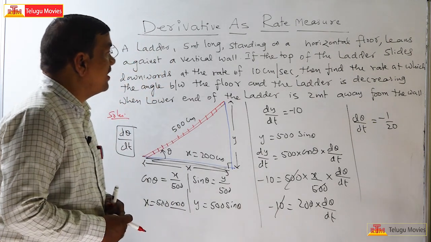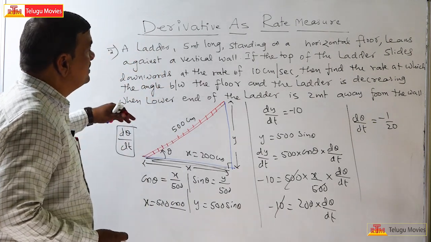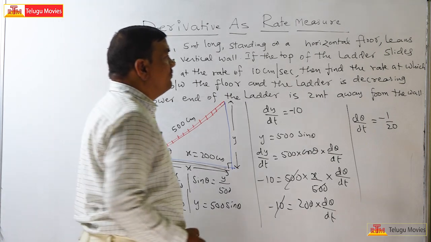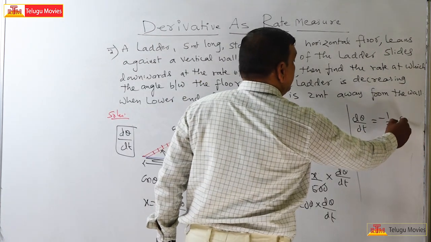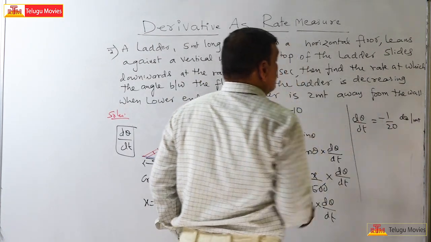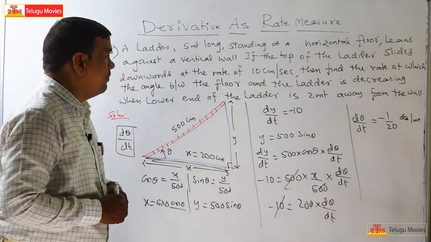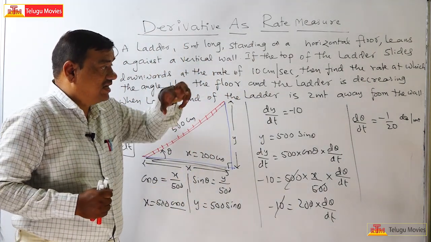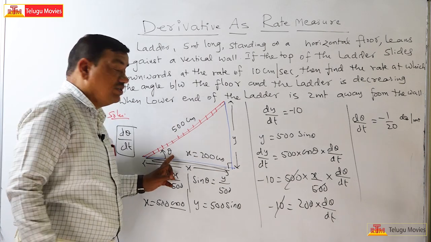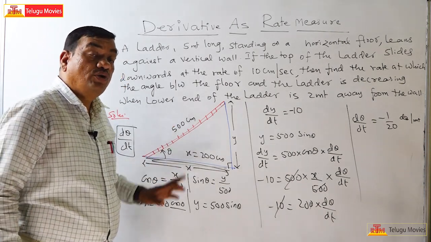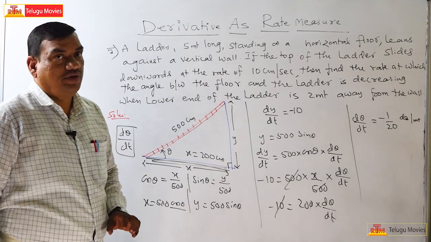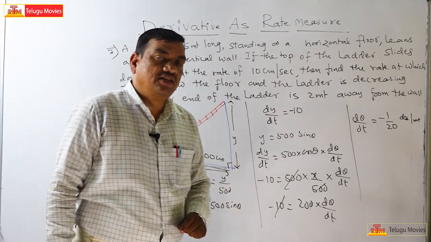What do we call it? It is in radians. Any angle is given, no units are given, therefore we can call it degrees per second or radians per second. So d theta by dt is equal to minus 1 by 20. That means the rate of change of this angle is 1 by 20; it is going on decreasing by 1 by 20. Okay, so I hope that you understand this solution.